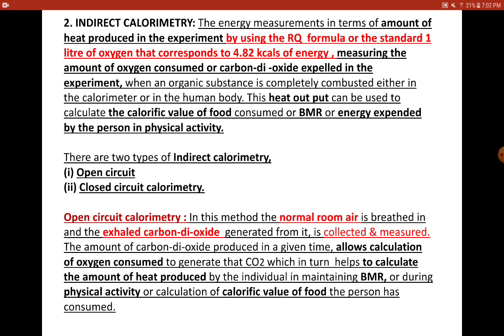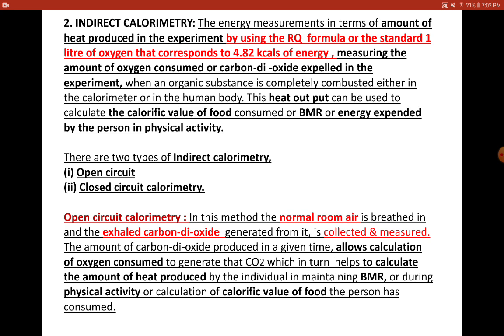So you have two entities in the formula. You will know the RQ and you will know the amount of carbon dioxide that is expelled by the person. With this you can find out the amount of oxygen that is consumed. And you have this standard formula: 1 liter of oxygen corresponds to 4.82 kilocalories of energy. Therefore, the amount of oxygen that you get in your experiment would correspond to a certain amount of energy. That is how we can calculate the amount of heat output. So this is about open circuit. I hope you understood.